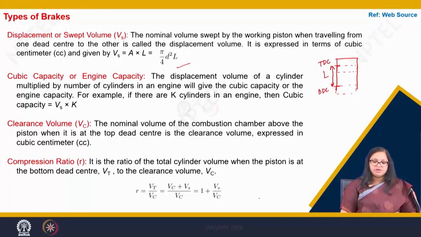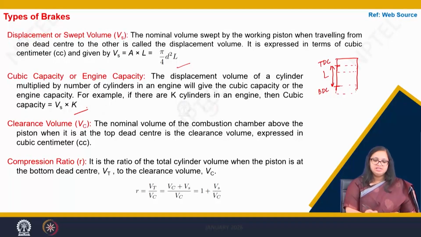Now, when we talk about the engine capacity, you would have seen in various advertisements, or in any garage, if you opened the bonnet of your car, that it is not only one cylinder, but there are multiple cylinders in an engine. So, the engine capacity of any vehicle is given by the swept volume multiplied with the number of cylinders, which is given by Vs multiplied with K. K is the number of cylinders in any engine.